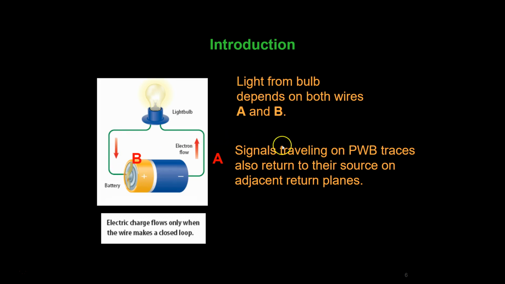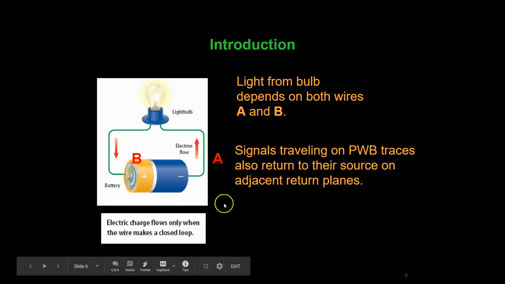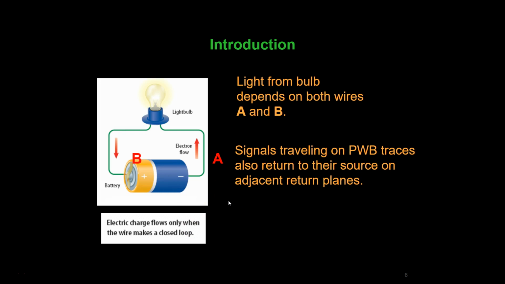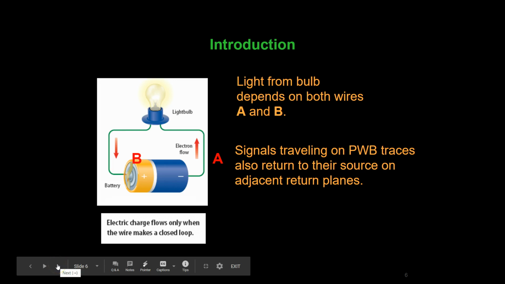A signal traveling on the PWB, which is the same as a printed circuit board, or you can say a printed wiring board, also returns to its source on adjacent return planes. So it is important to establish that all signals must have a complete path to function. This establishes the purpose of the return plane in a PCB. This is one of the important electrical characteristics. Now moving on to the next slide.